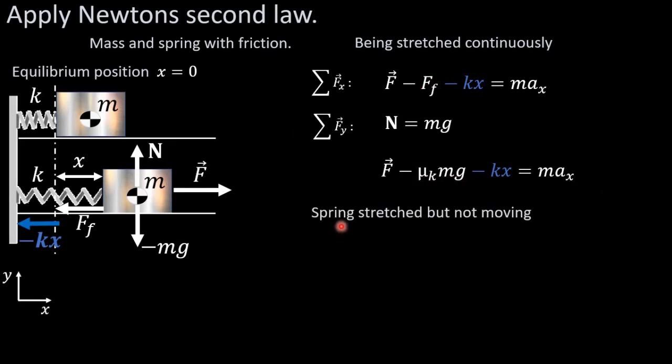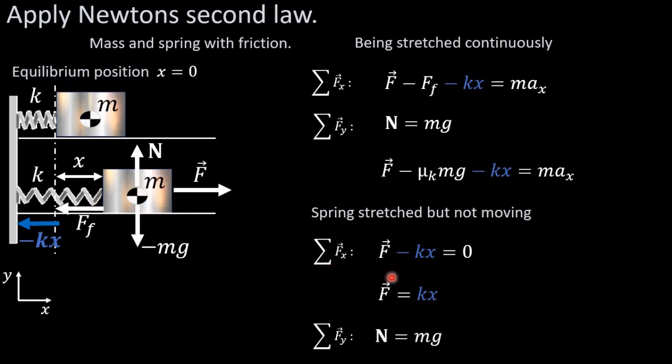If the spring is being stretched but isn't moving, so I've just stretched the spring with a force F and then just kept it at that point, that means the acceleration in the x direction is going to be 0. So all I did was stretch it with a force F and keep it at a point x. I'm going to get this equation, F minus k times x. This time there's going to be no friction because it's not moving. And then I can say F equals kx. And the sum of the forces in the y direction is just going to be n equals mg again.